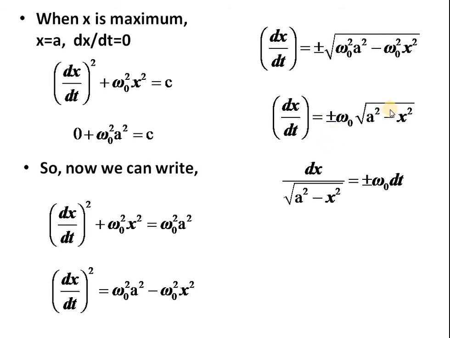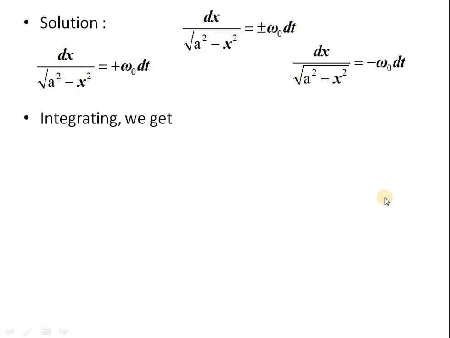Bringing √(a² − x²) to the left hand side, we get dx/√(a² − x²) is equal to plus or minus ω0 dt. Okay, so that is what is written. So you can see that there are two results. One is plus ω0 dt, that is shown here. One is minus ω0 dt, that is shown here. You can have a separate solution for both plus and minus.